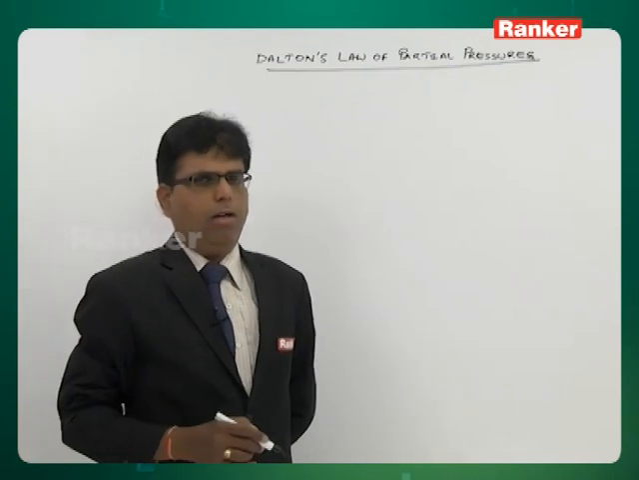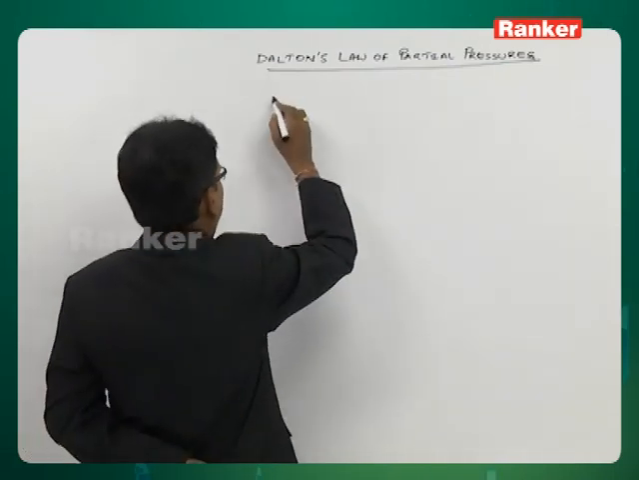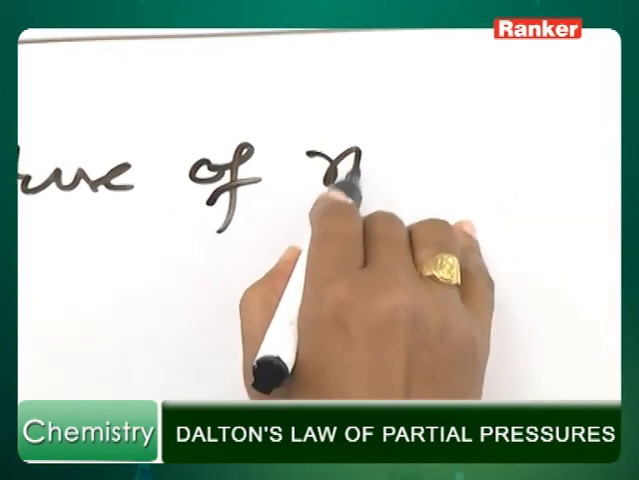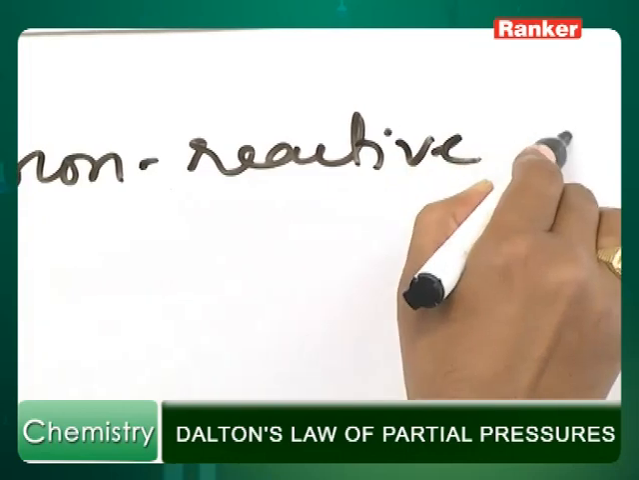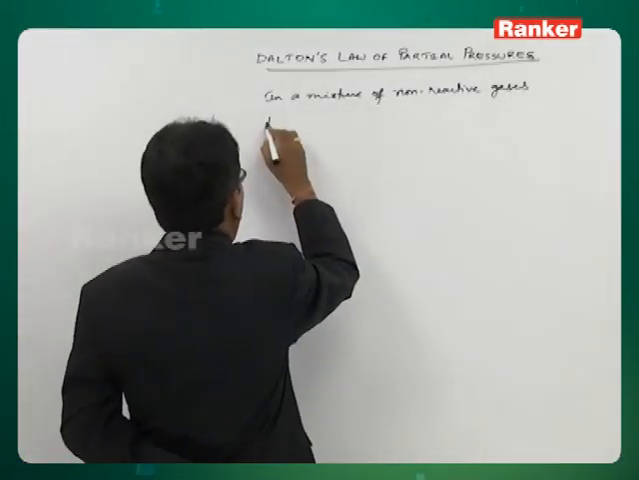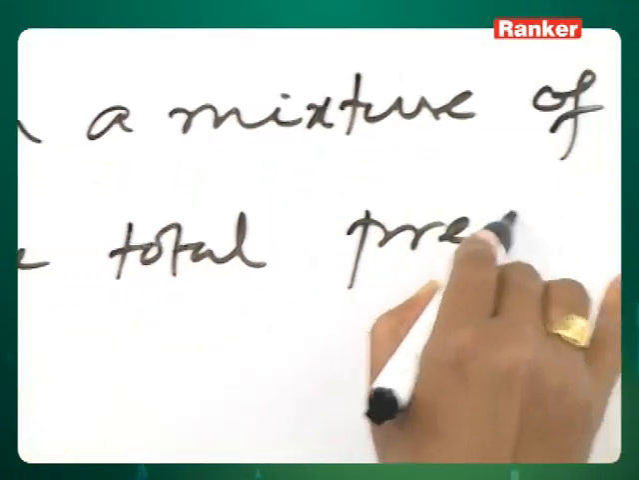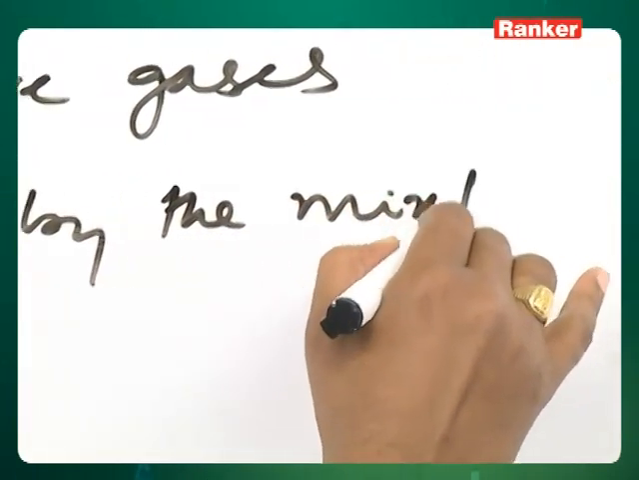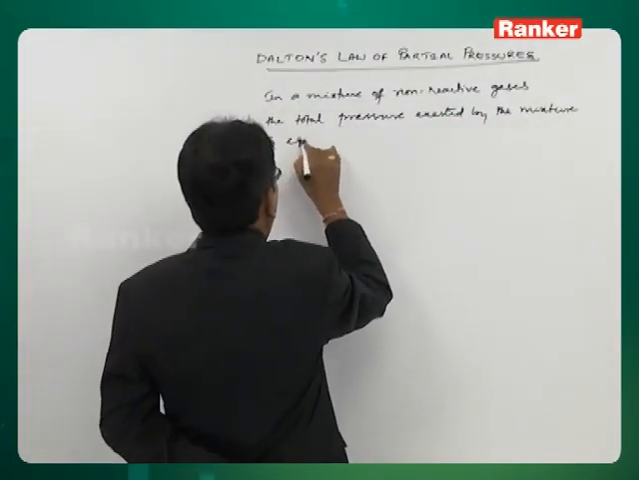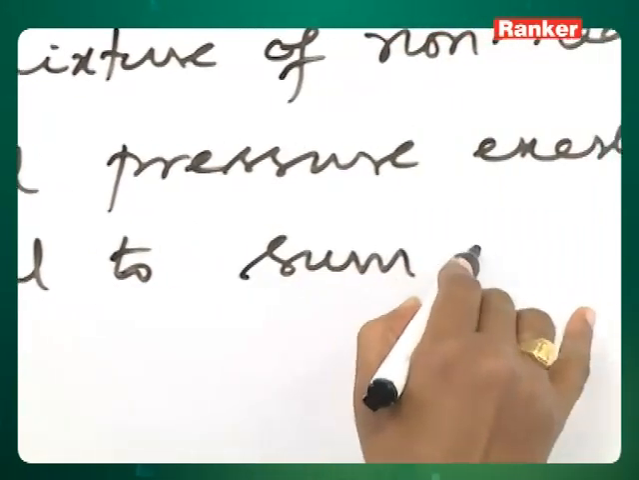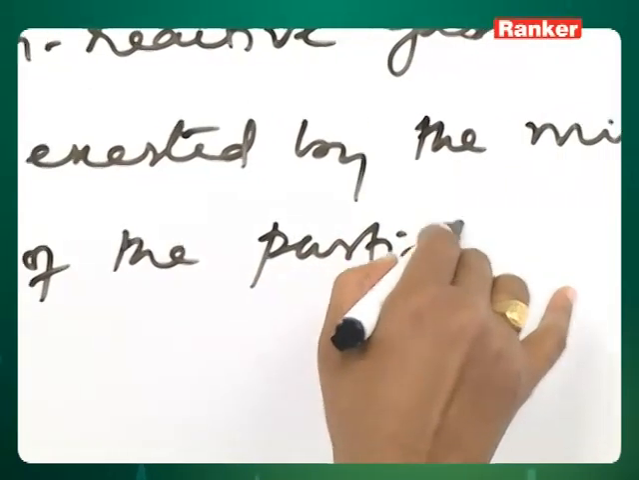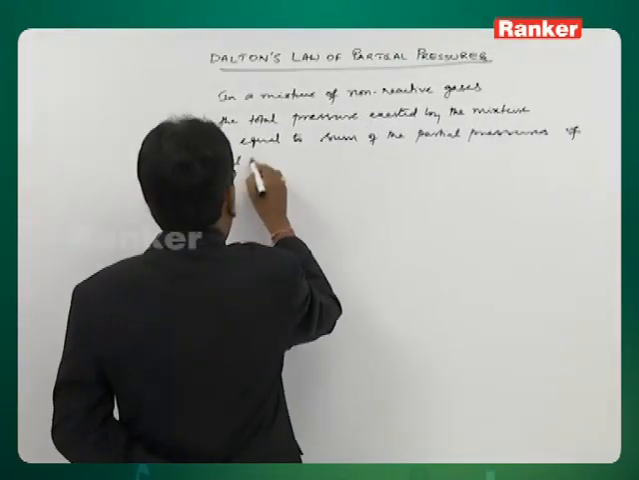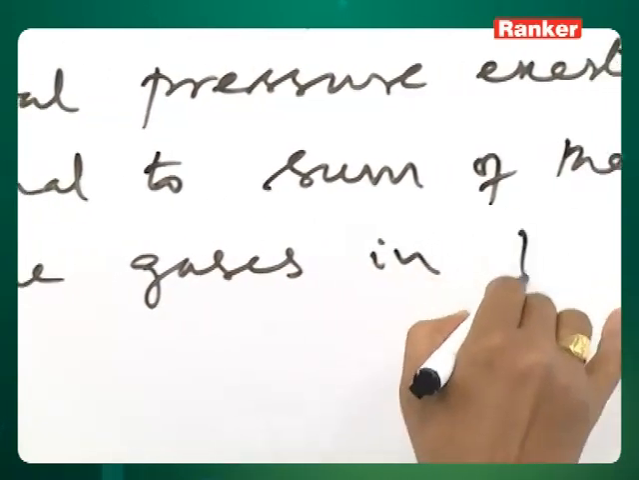partial pressures. According to this, if you have a mixture of non-reactive gases, the total pressure exerted by the mixture is equal to the sum of the partial pressures of all the gases in the mixture.